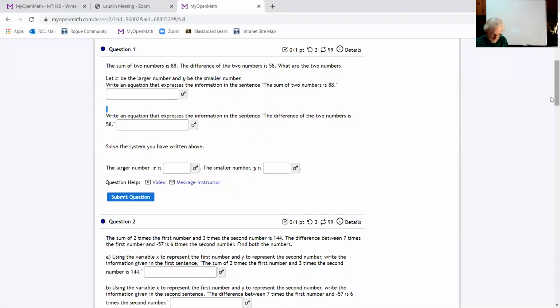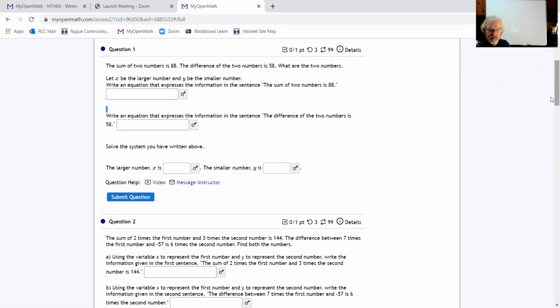Just like I must have done when I tried to set this up yesterday, if we let x be the larger number and y the smaller number, then when we do the difference, we get x minus y. So write an equation that expresses the information in the sentence, the sum of two numbers is 88. They're really trying to walk you through it. Can you write an equation for that first sentence?